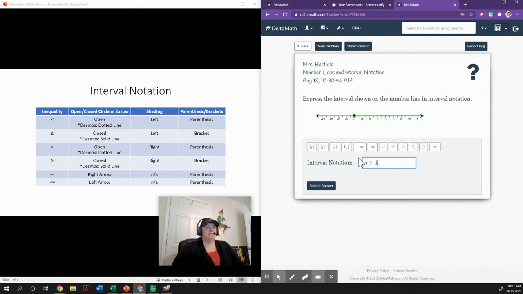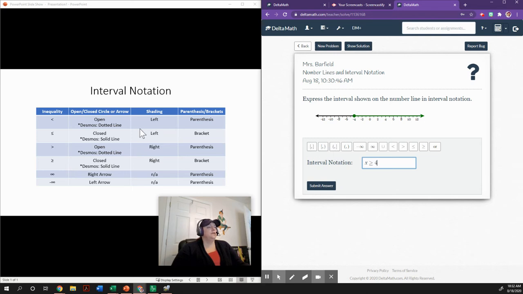I need to now convert that to these symbols over here on the left. It's really easy. So I go over here to greater than, and I go all the way over here. That's a bracket, so I do know that I need a bracket. So I've got this one that's got a bracket on each side, a bracket and a parentheses, parentheses and a bracket, two parentheses. So it's going to be one of these three.